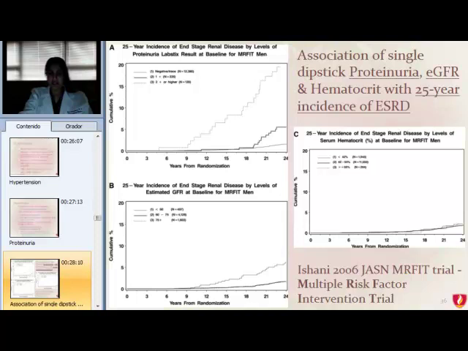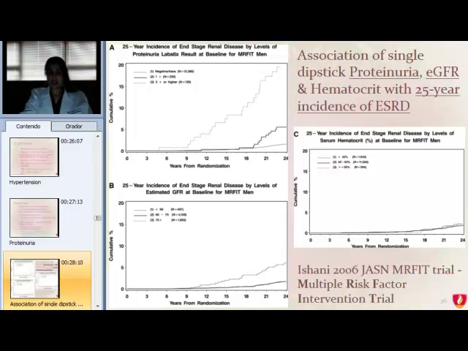I just wanted to show you this study, which was done in men. It's called the MRFIT trial, Multiple Risk Factor Intervention Trial. This was published in 2006, and they followed men with serum creatinine of less than 2 milligrams per deciliter over 25 years. And they showed that hematocrit was of no prognostic significance.